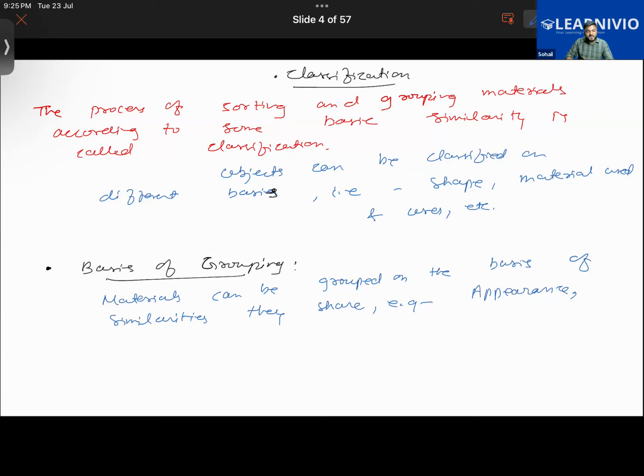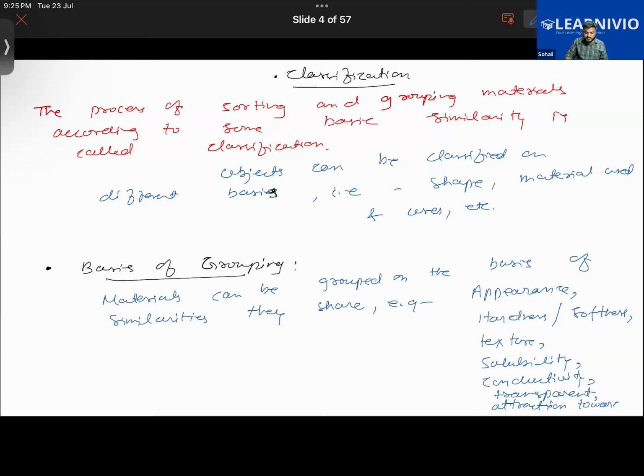We have hardness or softness. Texture, very good. Texture. Furthermore, solubility in water. Conductivity, whether they would be good conductors of electricity and heat or bad conductors of electricity and heat, right? Or whether they are transparent or translucent or opaque, whether they would allow the light to completely pass through them or partially pass through them or not at all. Or another property would be whether they get attracted towards the magnet or not. So last point is attraction towards magnet.